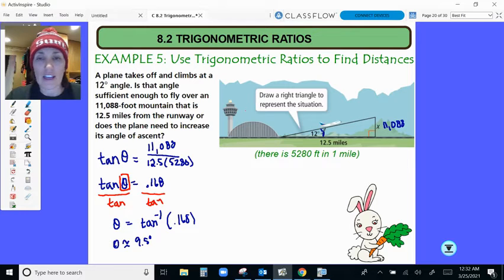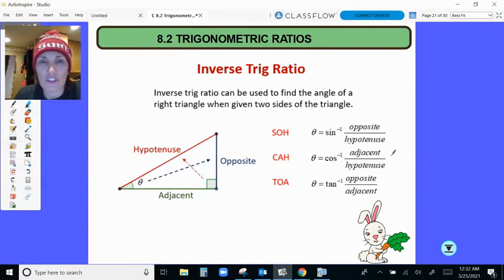We're taking off at 12 degrees. So 12 degrees is ample, and they're going to clear the mountain and not have a disaster on our hands. Okay, so that is an inverse function. That's how it works. This is what all of our inverse trig functions are. An inverse trig ratio can be used to find the angle of a right triangle when given two sides. We use our trig functions to find missing sides. We use the inverse functions to find missing angles.